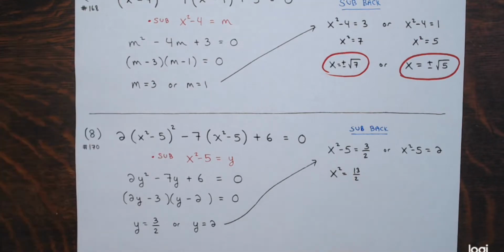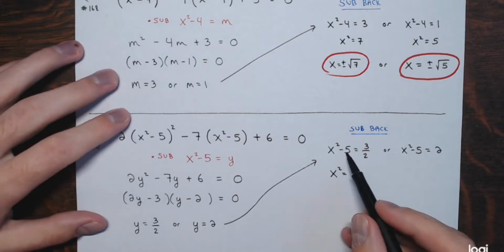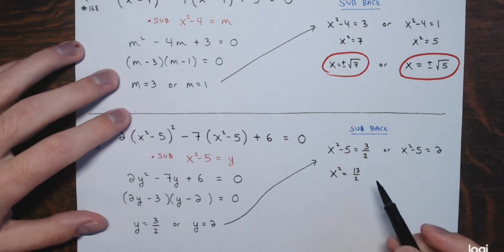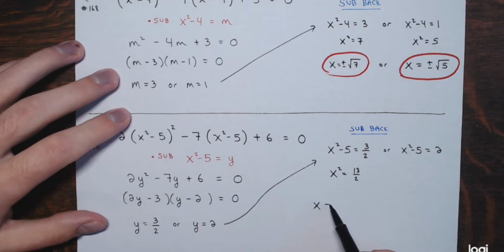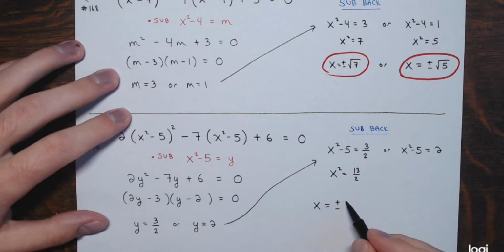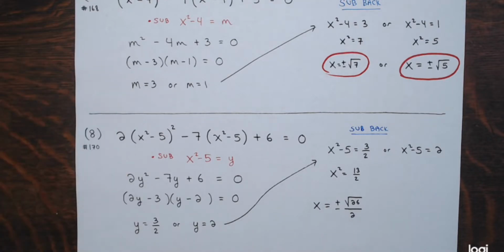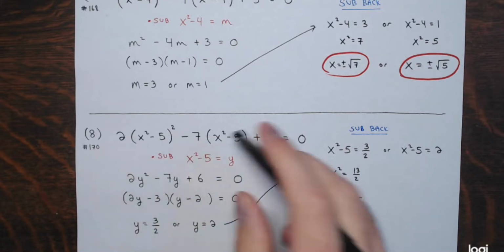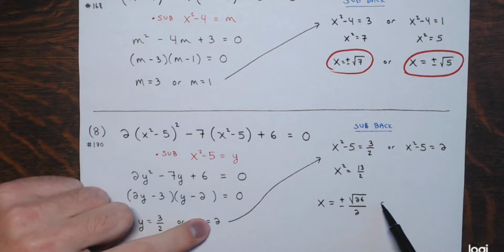You need a common denominator when you add numbers. So you add 10 halves. 3 halves plus 10 halves is 13 halves. And then use the square root property. X is going to be positive or negative. Now the square root of 13 halves, when I rationalize the denominator, multiply the numerator and denominator by the square root of 2, would be the square root of 26 divided by 2. So positive square root of 26 divided by 2, and negative square root of 26 divided by 2. Those are solutions. And again, you check them back in the original with a calculator or something, or by hand.